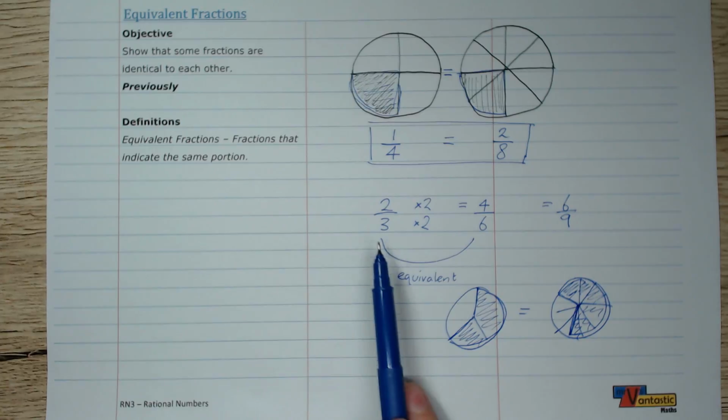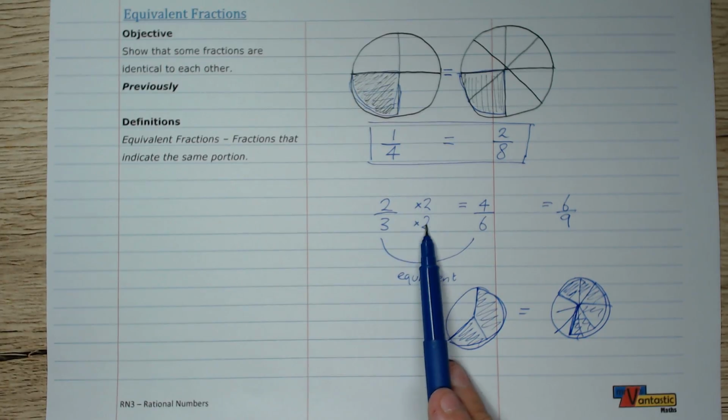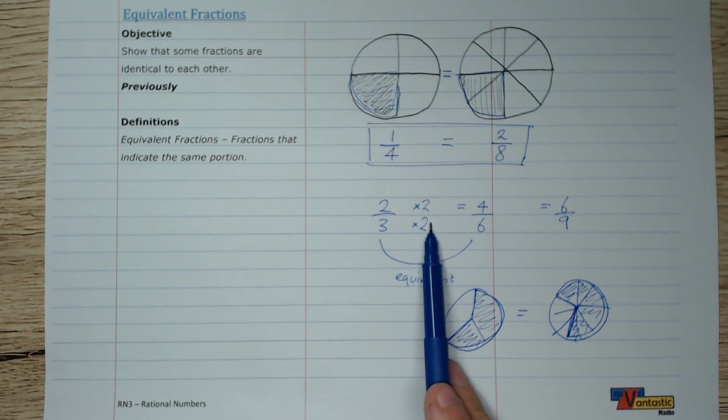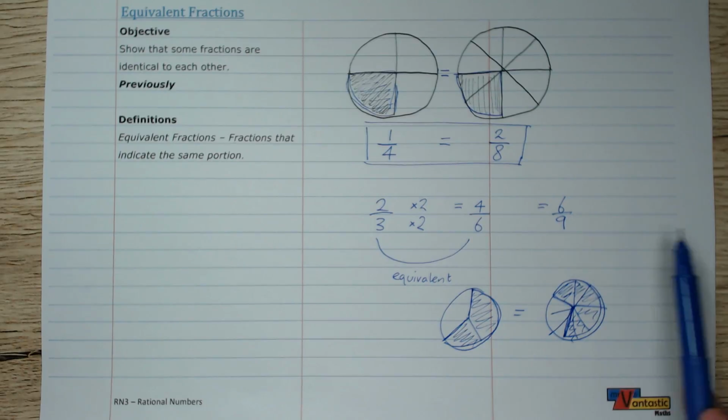So we can simply take a very simple fraction and multiply both top and bottom by the same number to create an equivalent fraction. And that is how we can show that some fractions are in fact identical to each other.